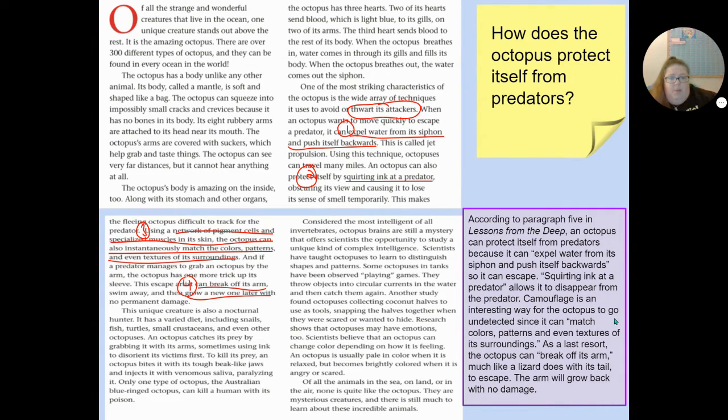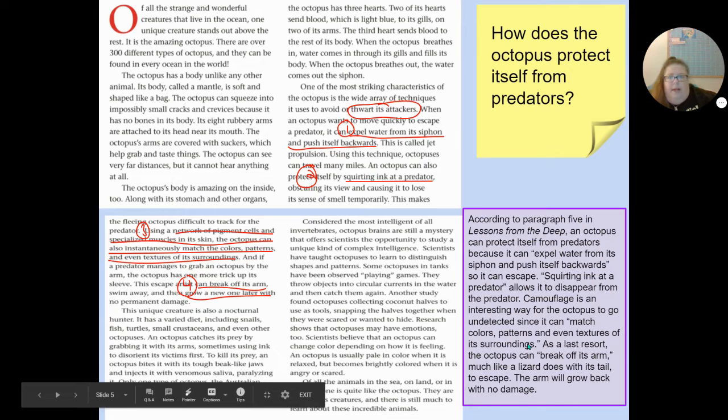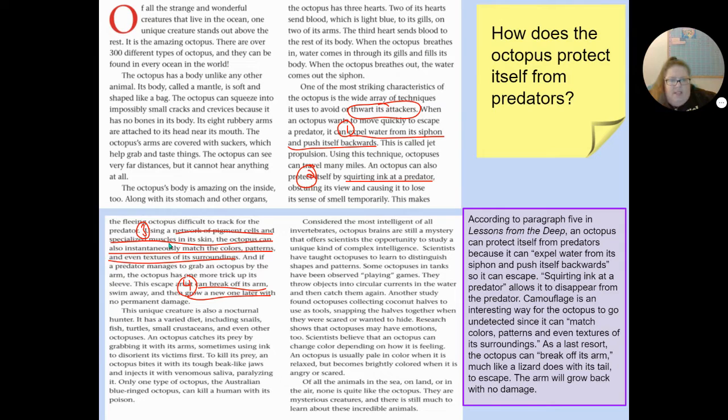Camouflage is an interesting way for the octopus to go undetected since it can match colors, patterns, and even textures of its surroundings. Okay, so network of pigment cells, specialized muscles in its skin. I didn't really include that because I don't want to include all of the author's words. I want to have some of my words in there too. That shows true understanding. So I just got to the important part, which is they can match colors, patterns, and even textures of its surroundings. Okay? And the idea of camouflage being an interesting way for the octopus to go undetected, that's all my words. All right?